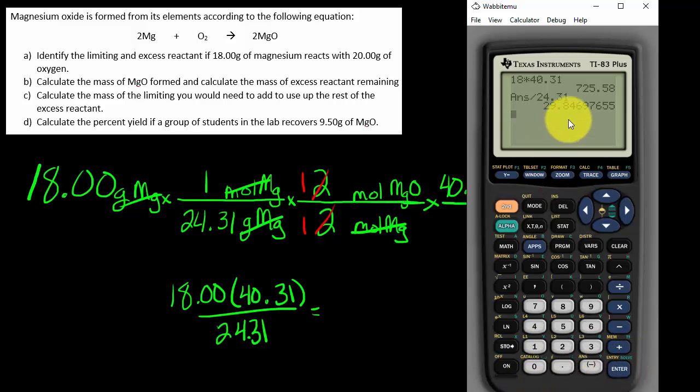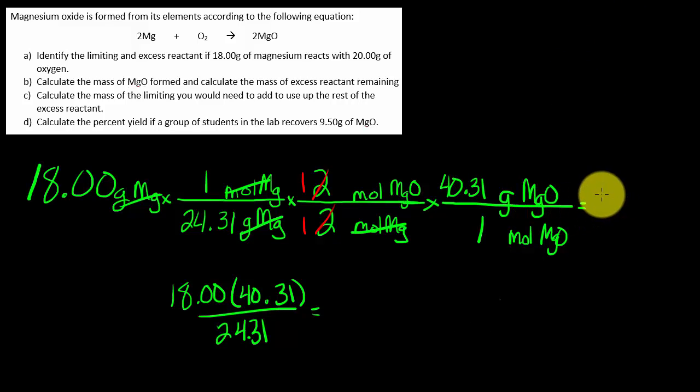And we get 29.84. And of course, 18 here, 18.00, has 4 significant figures, as well as these other numbers, so our final answer will also have 4 significant figures. 29.846 will round to 29.85. So our answer is 29.85 grams of magnesium oxide. And that may be out of the frame there, so we'll move this over just a bit.